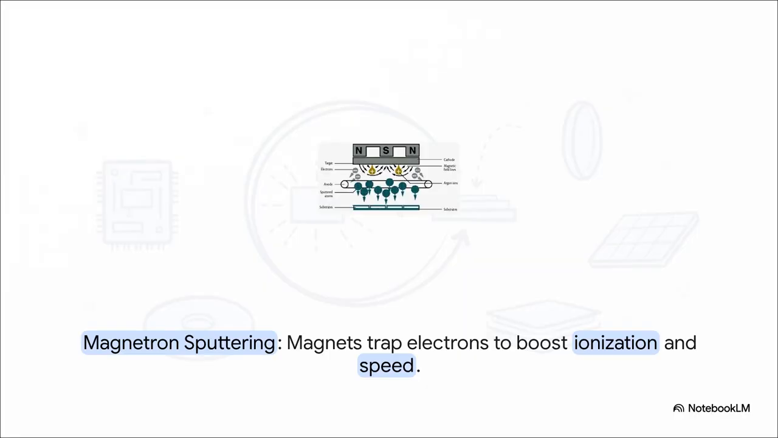Then, as if that wasn't clever enough, came a brilliant innovation, magnetron sputtering. Think of it like a turbocharger for both DC and RF systems. By simply placing powerful magnets behind the target, you create a magnetic field that traps electrons right near the surface. This means way more collisions with argon atoms, a much denser plasma, and a dramatically faster coating speed. It was a total game changer, making everything faster and much more efficient.